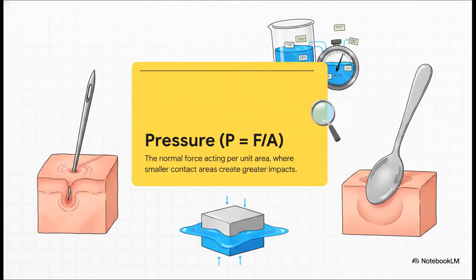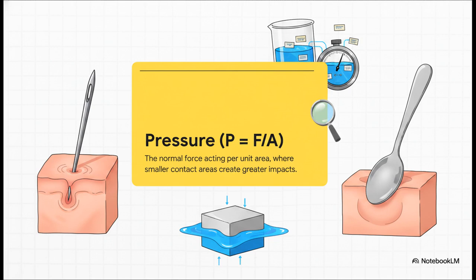Let's start with a core definition. Pressure is simply the normal force exerted by a fluid per unit area. P equals F over A. So the crucial takeaway here is that static fluids only exert force perpendicularly to surfaces. This means the smaller your contact area, the greater the impact.